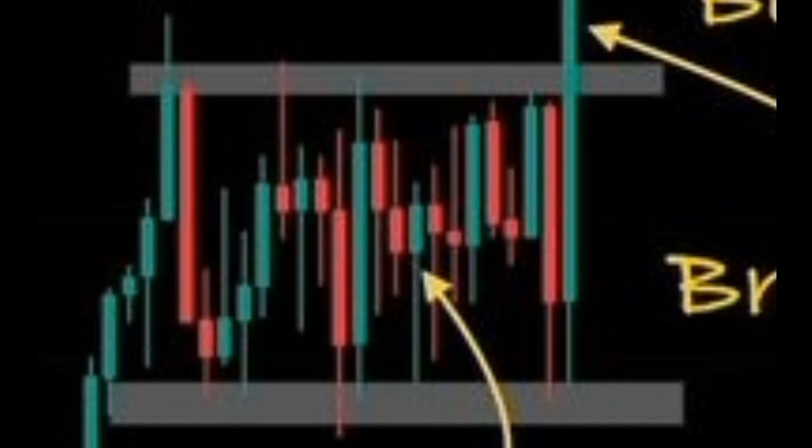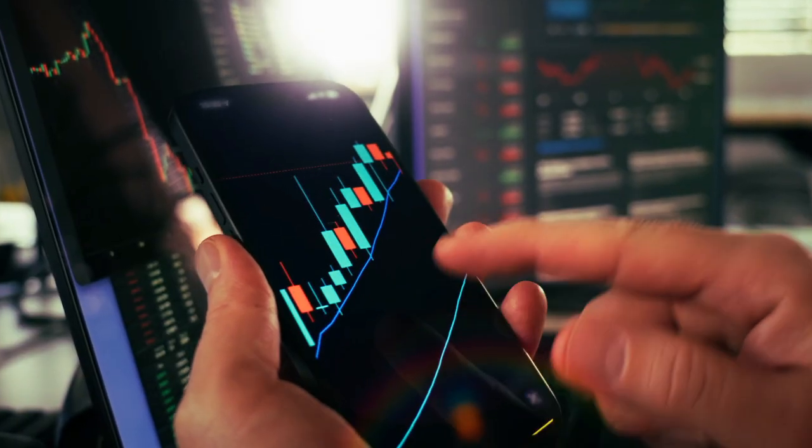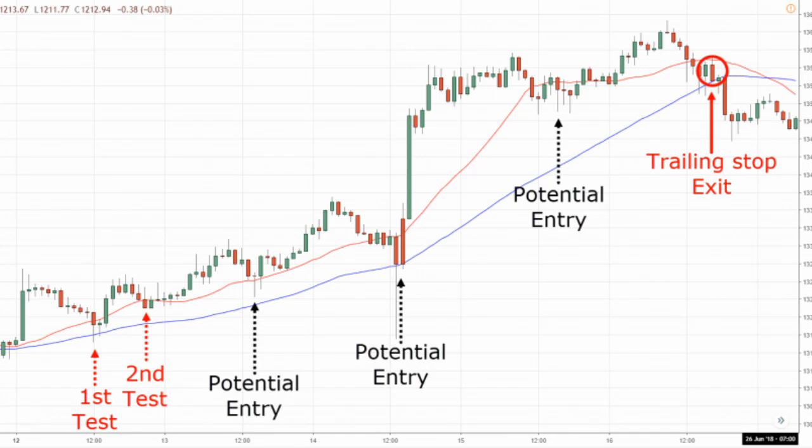Now let's move to entry rules. Buy setup. Price must be above EMA 200. EMA 50 must be above EMA 200. Wait for a pullback toward EMA 50. Enter the trade only after a bullish confirmation candle.